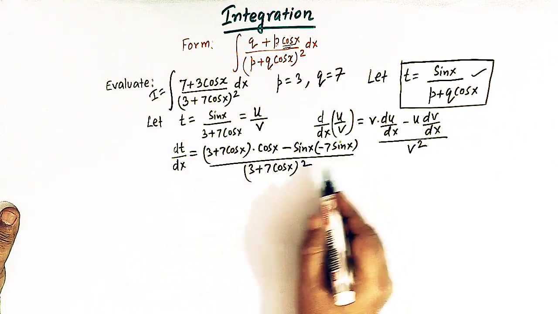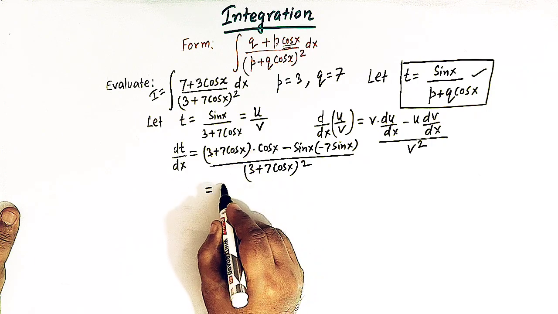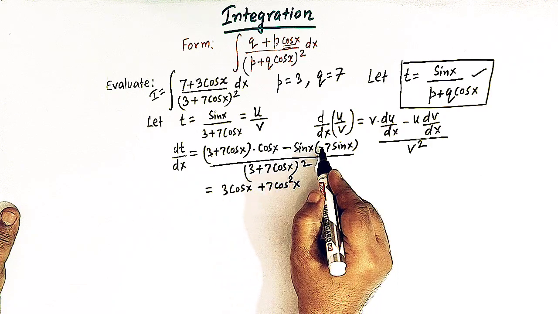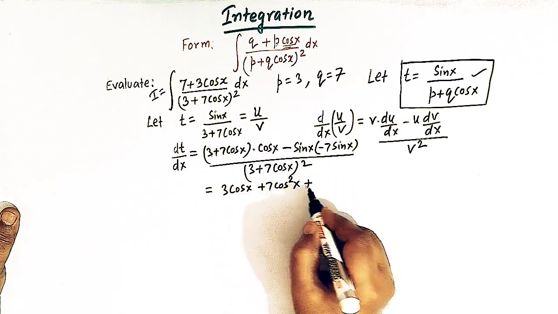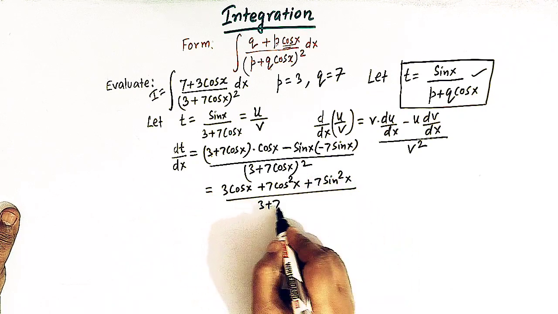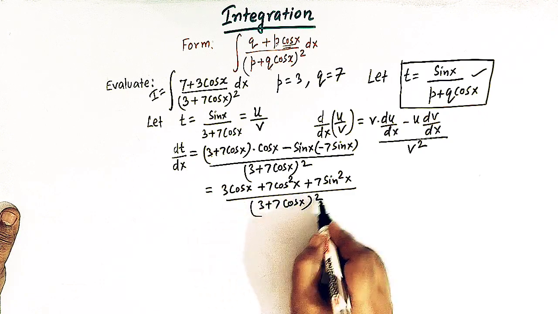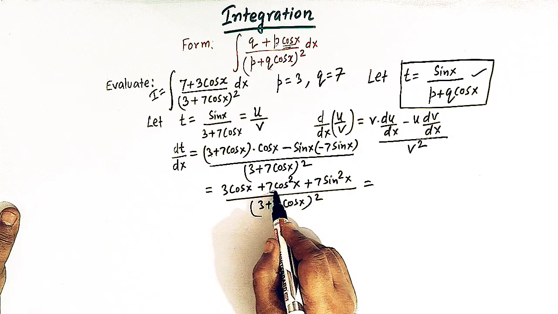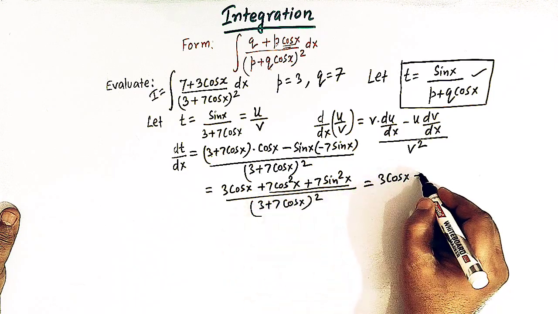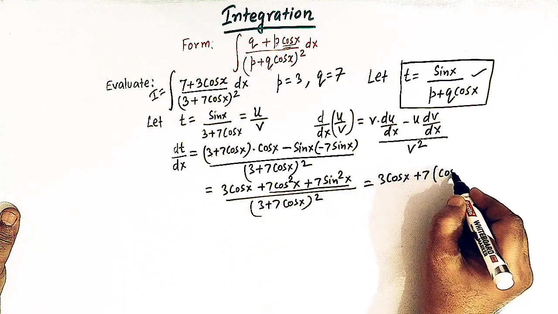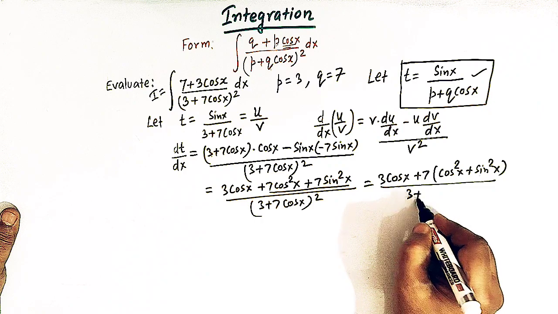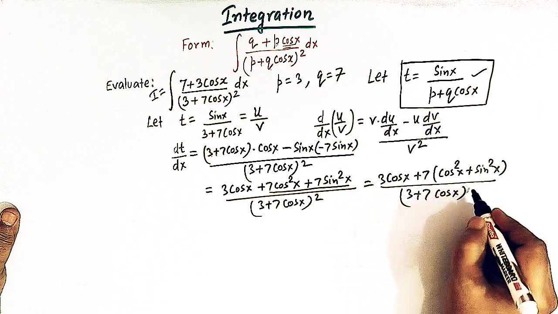So now we can simplify the numerator. So we have 3 cos x, then we have 7 cos square x, and then a minus and minus multiplied together becomes plus, and we have 7 sine square x, divided by (3 plus 7 cos x) whole square, right? So now we can take this expression, and we have 3 cos x, and here we can take 7 common. So we have simply cos square x plus sine square x, divided by (3 plus 7 cos x) whole square, right?